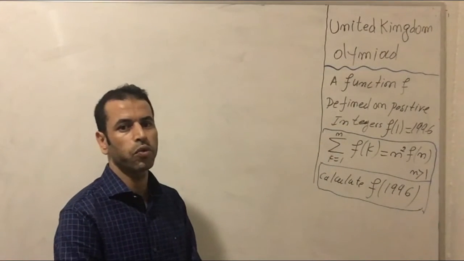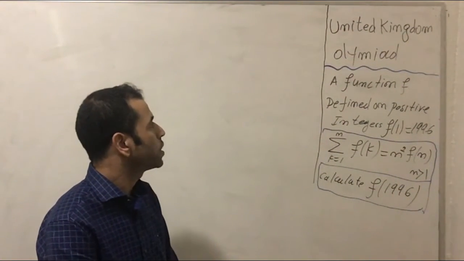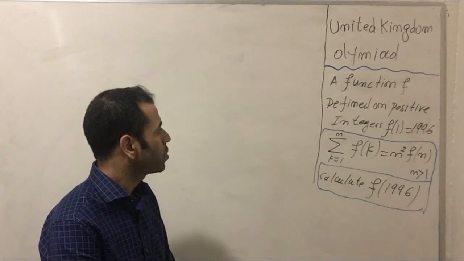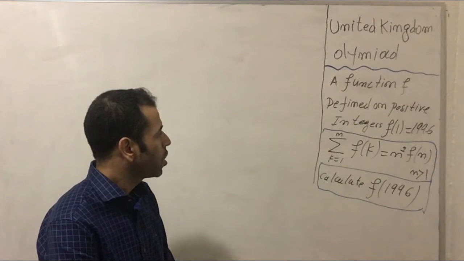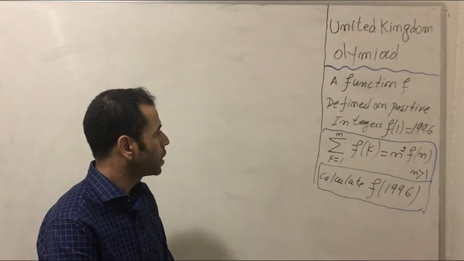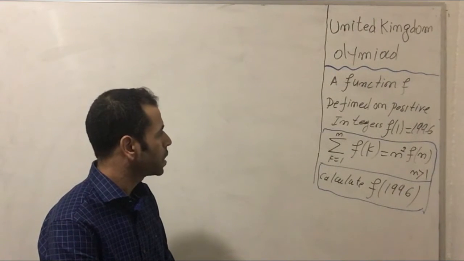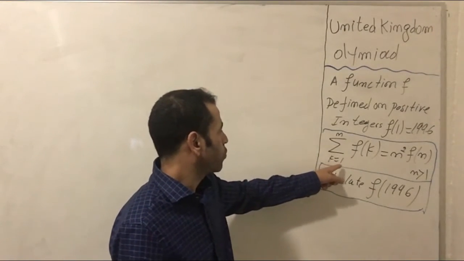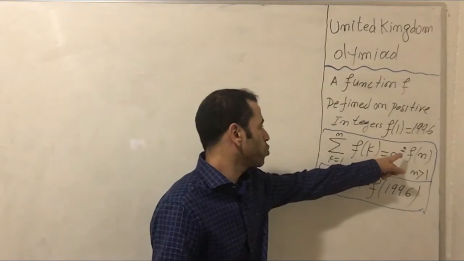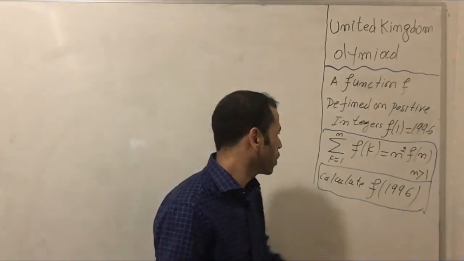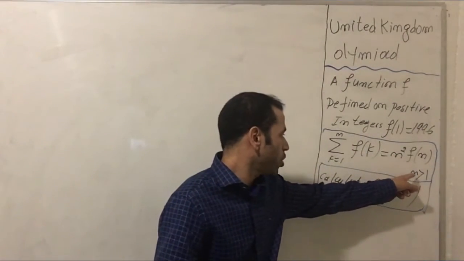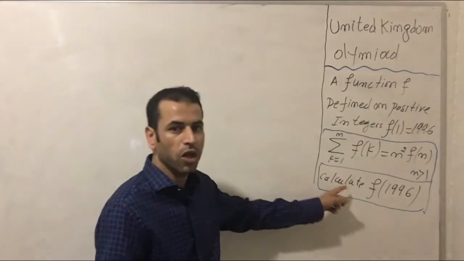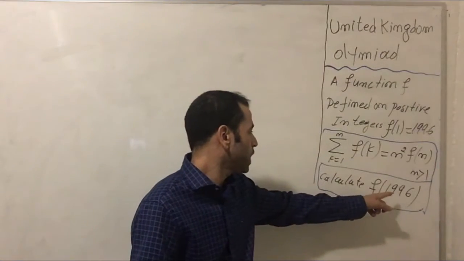In today's video, I'm going to do a very nice problem from a United Kingdom Olympiad. A function f is defined on positive integers, with f of 1 equal to 1996. We have the sum of f of k as k goes from 1 to n equal to n squared multiplied by f of n, for integer n strictly greater than 1. The question: calculate f of 1996.